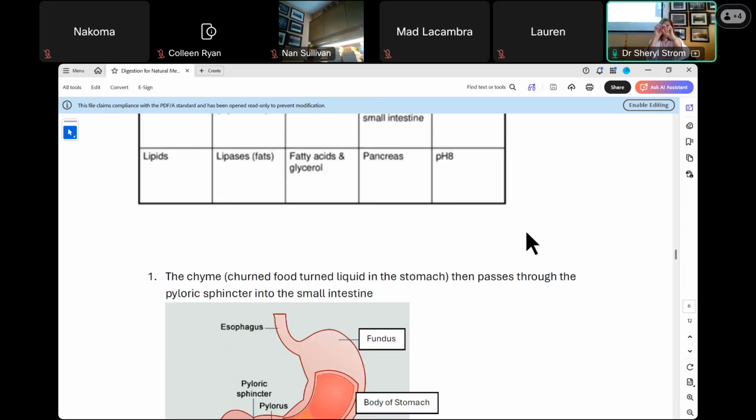Know that right from the stomach, the pyloric sphincter, you have the duodenum, and then it will go into the small intestine. The only thing that you really need to know for the exam is that the upper portion of the small intestine is the duodenum. Okay.